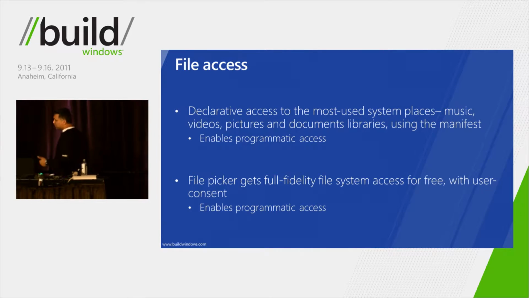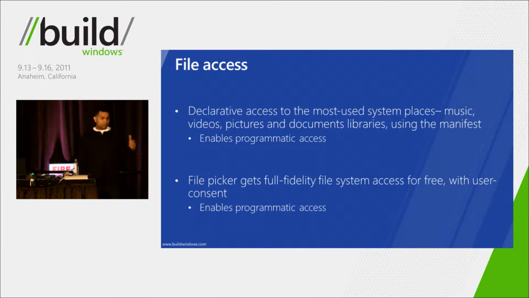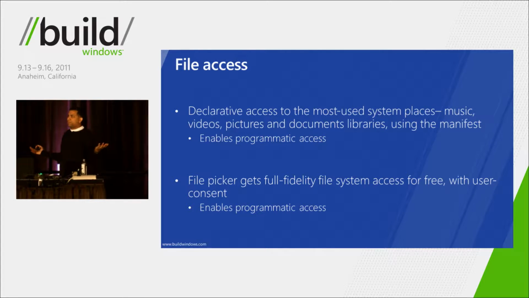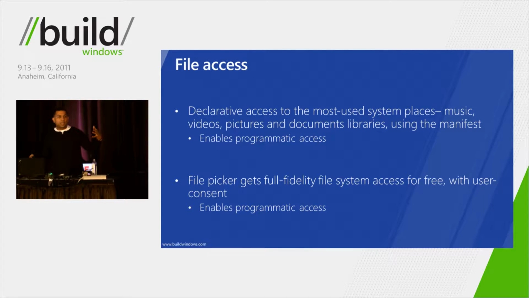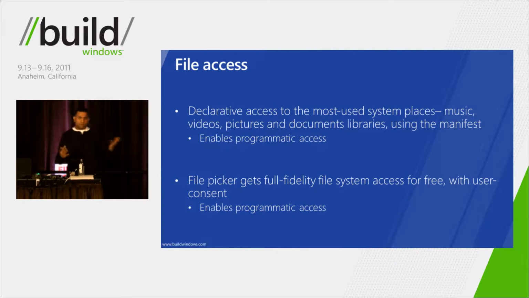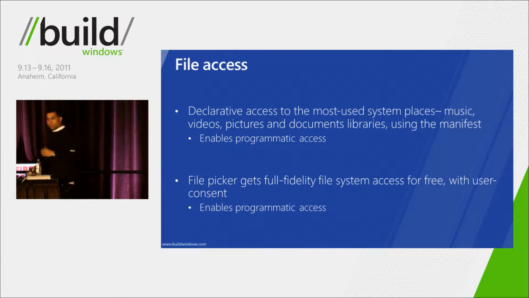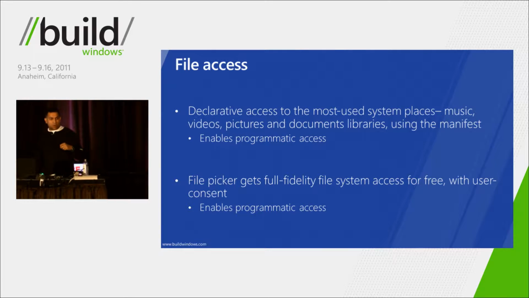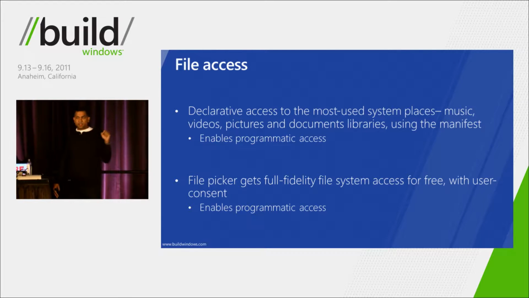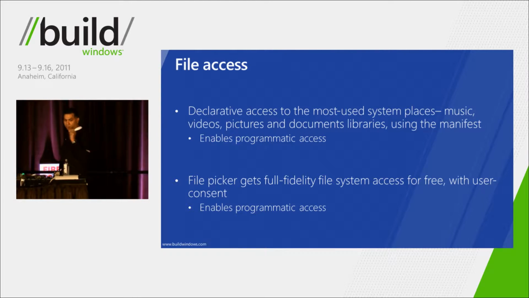As I already talked about, there are two ways any Metro-style app can access the file system. And by access, what I mean is programmatic access. Think of an app which, once it gets installed, queries the music library and creates a view of the files in the music library. The app can programmatically access the music library through the declarative access model. All you need to do is, in the app manifest, say you are interested in the music library location. And once you say that, you get programmatic access to that location.